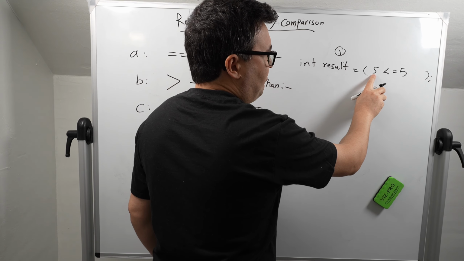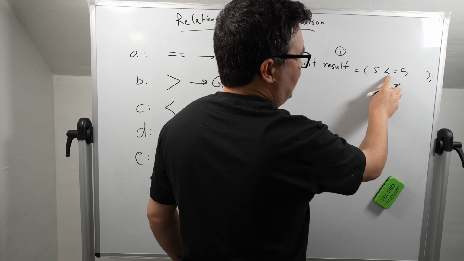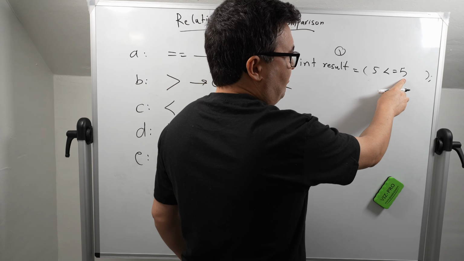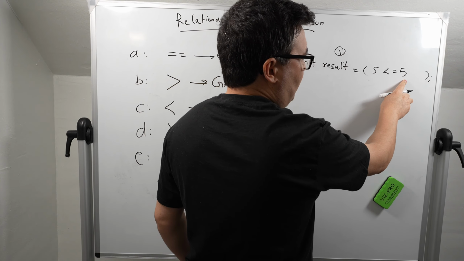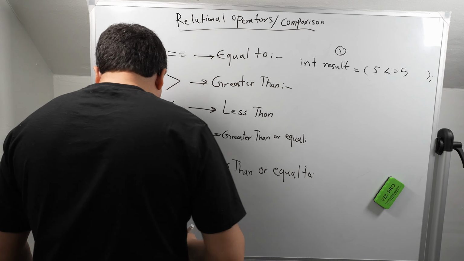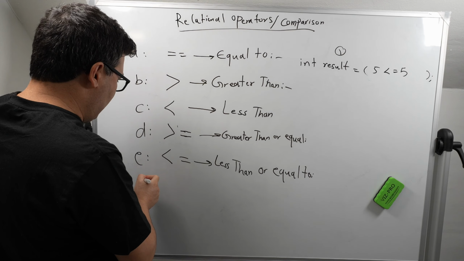So if we check, is 5 less than another 5? No. So the 5 is equal to another 5, or the first value is equal to the other value. So in this case it's true. And we have another operator in this range, which is a relational operator.